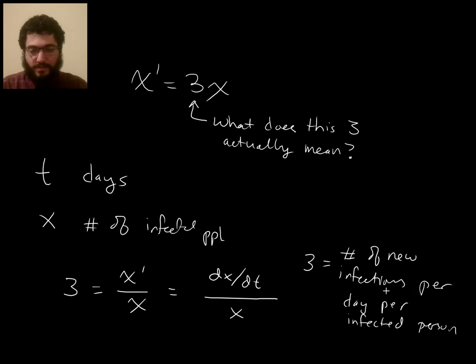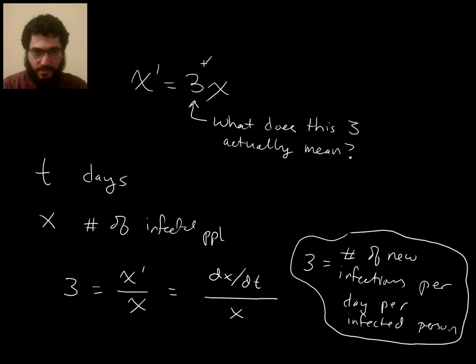Now, from this description of this number, it's tempting to say, oh, so if I look at a duration of 1 day, then 3 is the number of new infections per current existing infection. And so it's the number of people that one person would infect over the course of a day. That sounds pretty sensible, that this is saying one person infects 3 people over the course of a day. But that's not strictly right.